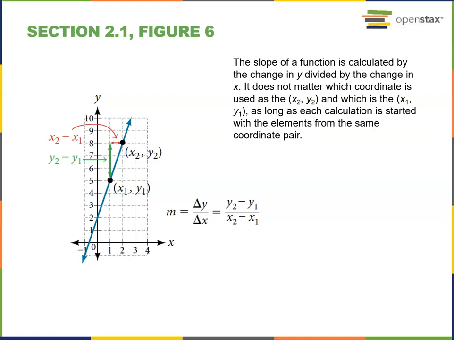Next is calculating and interpreting slope. Do you remember the slope? Rise over run. So the slope m is the delta y over the delta x, that is the change in y over the change in x.